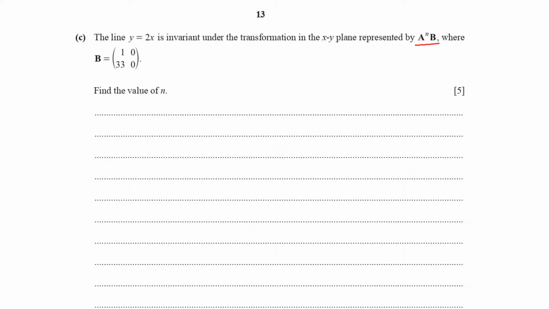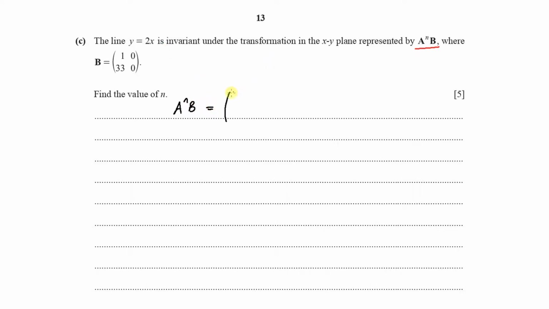So let's start by working out A to the power of n times B. So that's 2 to the power of n and 0, and 2 to the power of n minus 1 and 1. And that's pre-multiplying the matrix B, that's 1, 0 and 33, 0. So let's multiply the two matrices. It means that we'll be getting 2 to the power of n times 1 plus 0 times 33, we get 2 to the power of n. Then 2 to the power of n times 0 plus 0 times 0, we get 0.